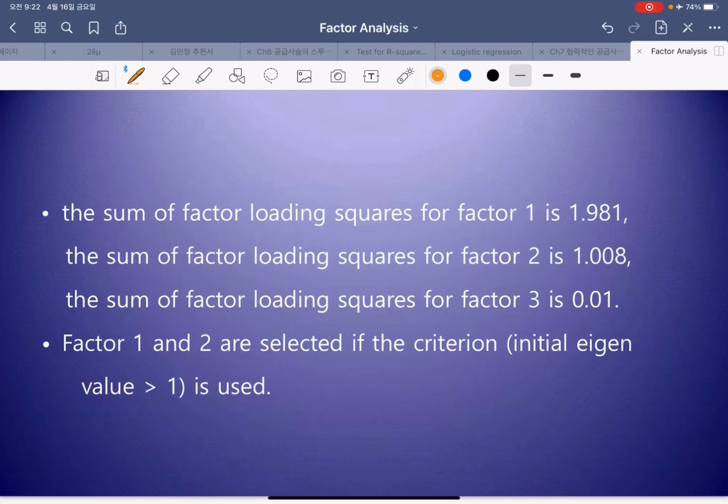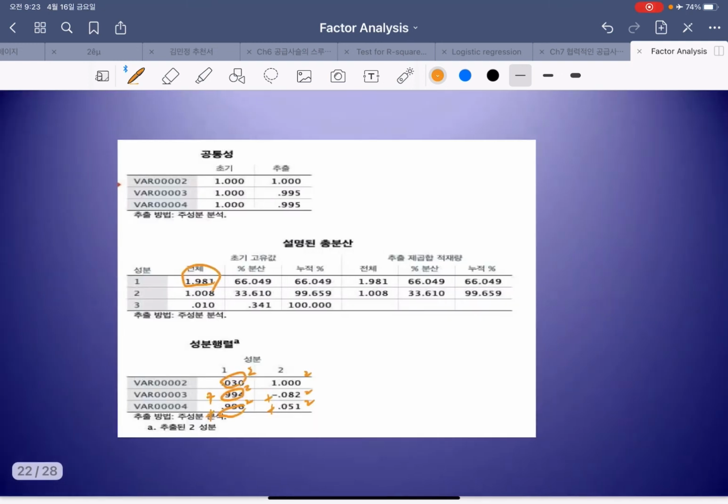Now, factor 1 and factor 2 are selected if the criterion, in this case, the initial eigenvalue greater than 1, is used. The reason that factor 1 and factor 2 are selected is that their eigenvalue is greater than 1. If we look at the output, this one and this one are greater than 1, so two factors are selected.